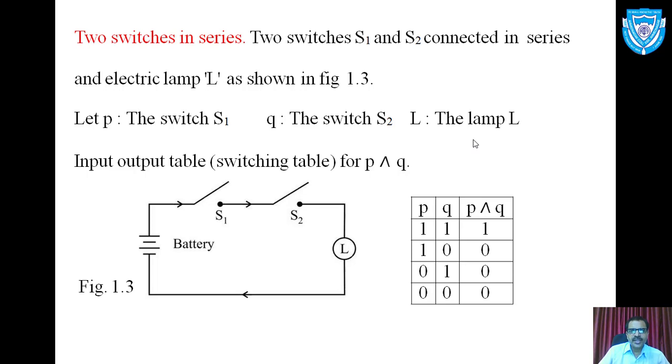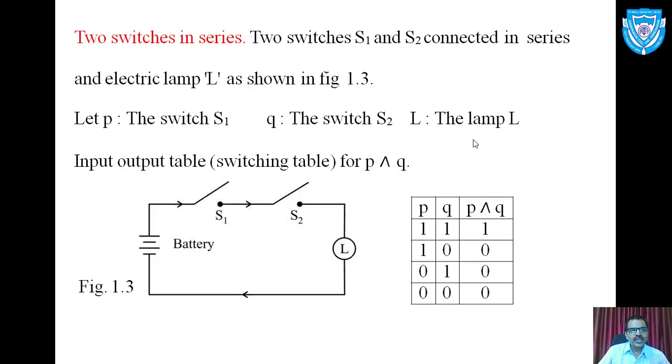Now what do you mean by switches in series? Meaning that they are connected along one line, back to back. Two switches S1 and S2 connected in series and electric lamp L as shown in the figure 1.3. You can see the series connection of the switches in figure 1.3 below. This is the situation we called the two switches in series.